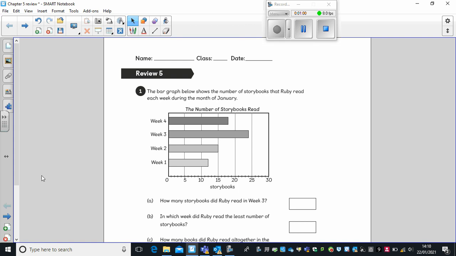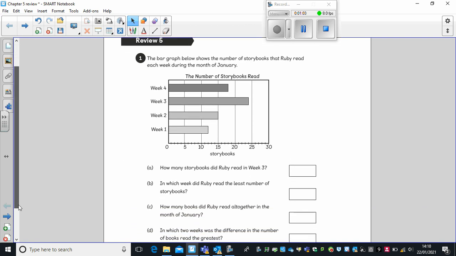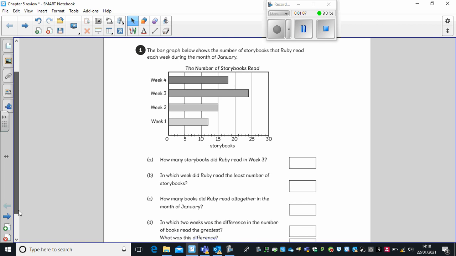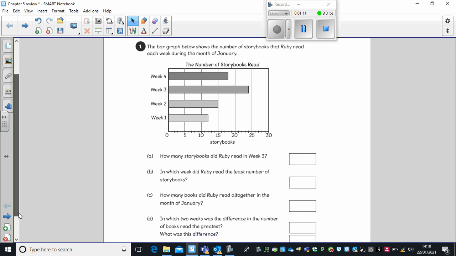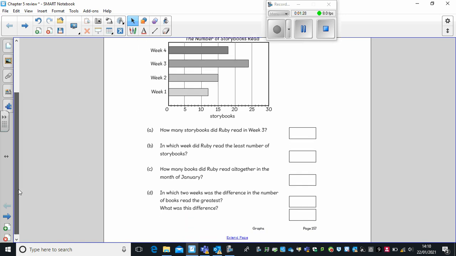Yeah, so question 1, we have got the bar graph shows the number of storybooks that Ruby read each week during the month of January. I'm not going to go into how many she reads on the different weeks or how it is set out, but all of the questions underneath this graph are all about the graph at the top. So we have got question A: how many storybooks did Ruby read in week 3? B: in which week did Ruby read the least number of storybooks? C: how many books did Ruby read altogether in the month of January? And then question D for this first part is: in which 2 weeks was the difference in the number of books read the greatest? And then what was this difference?